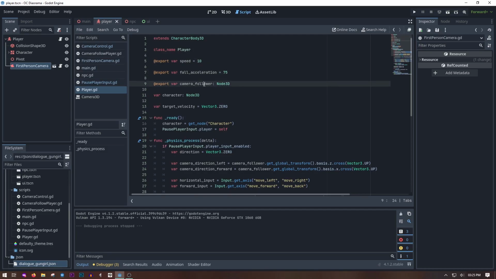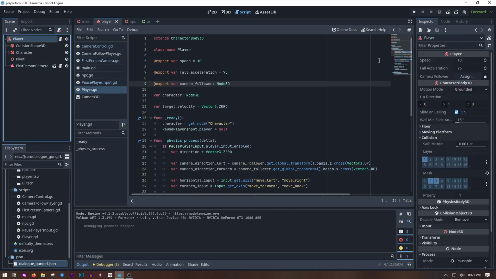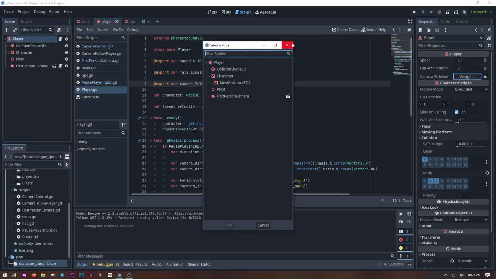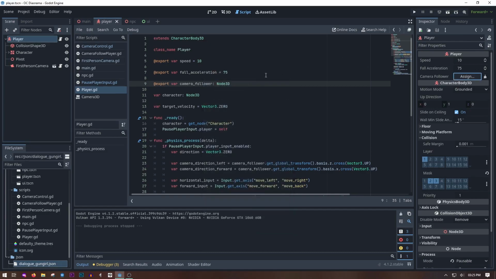And the camera follower is a node 3D. And if I click on here, the node 3D camera follower, assign. Maybe this is outdated. Well, I'll think about that.